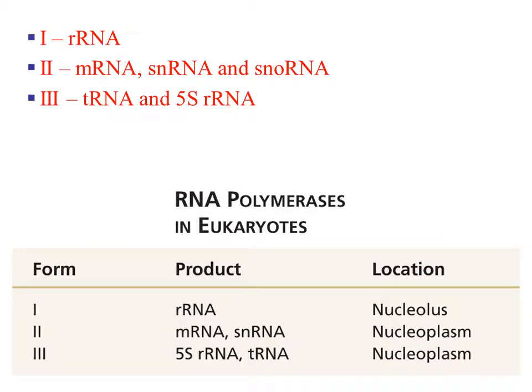This slide shows that we have different types of RNA polymerases. RNA polymerase 1 makes rRNA, RNA polymerase 2 makes mRNA, and also snRNA and snoRNA. And RNA polymerase 3 makes tRNA. So what's important for us today is that we know that RNA polymerase 2 is the main one that we're going to use today for transcription.